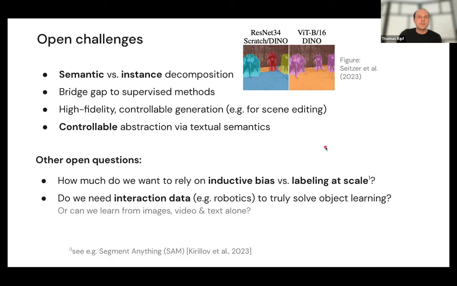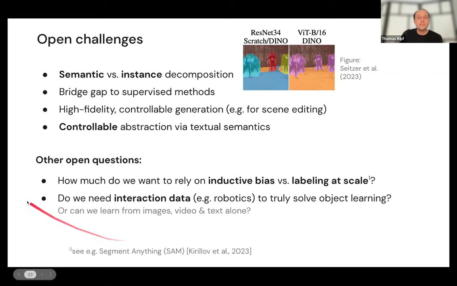And so some other open questions are really how much we want to rely on inductive bias versus labeling at scale. I think that is especially relevant now because we've seen labeling at scale actually works remarkably well. Of course, the problem is far from solved, but there's been remarkable progress just by scaling up labeling efforts with various smart strategies, like in the Segment Anything model.